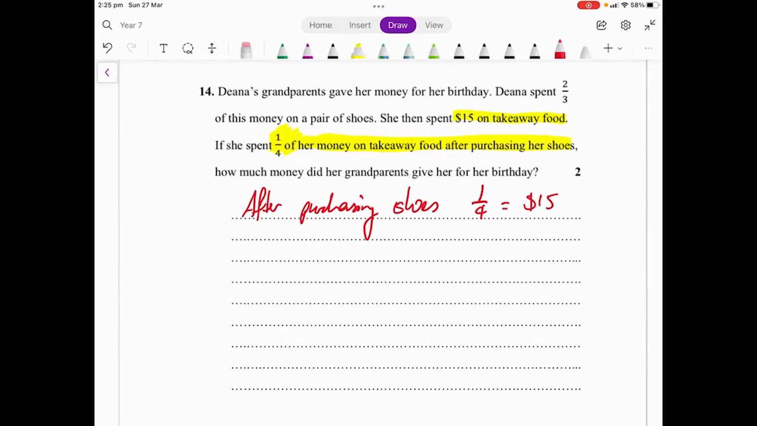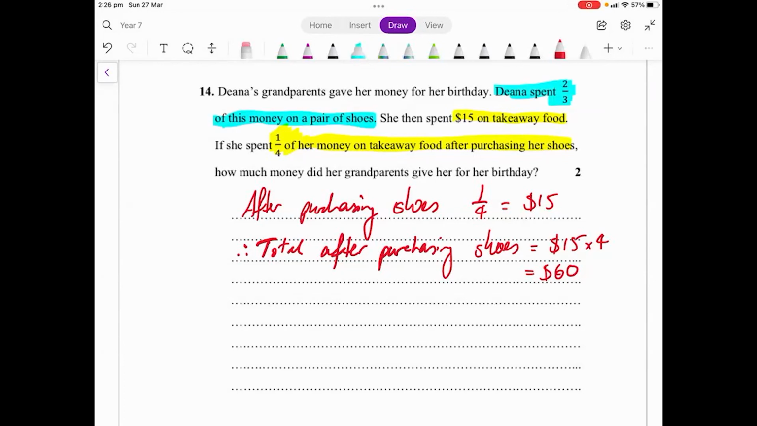So we need to work backwards. So let's start with the quarter that she's got left after purchasing her shoes. Well, that's $15. So if $15 is a quarter, that means that we need to multiply that by 4 to work out how much she has in total after purchasing her shoes. So that means that she's got $60 in total after purchasing her shoes.